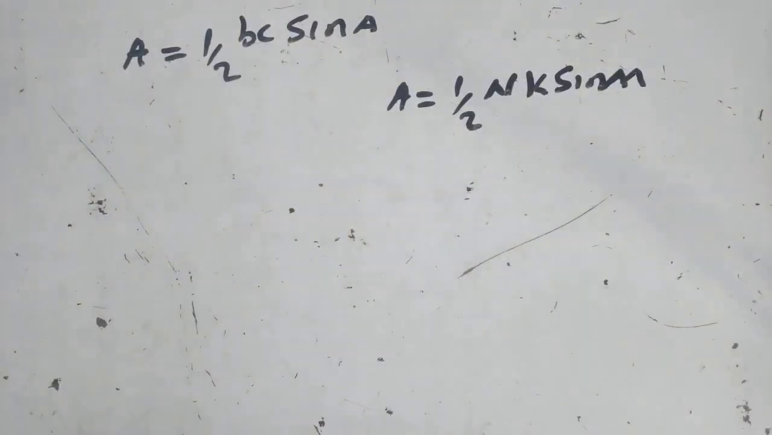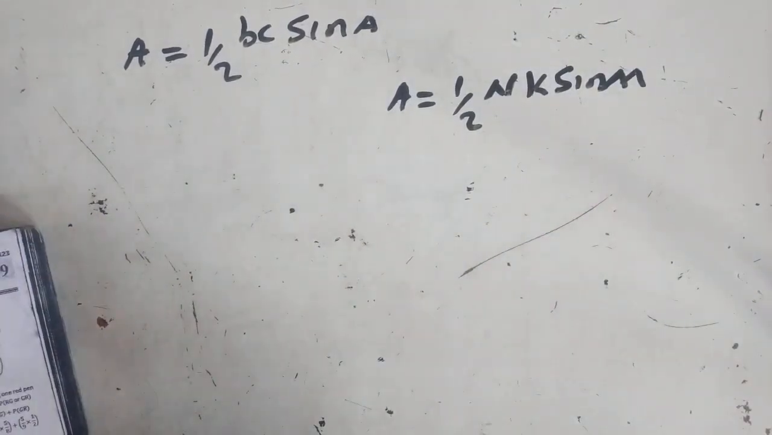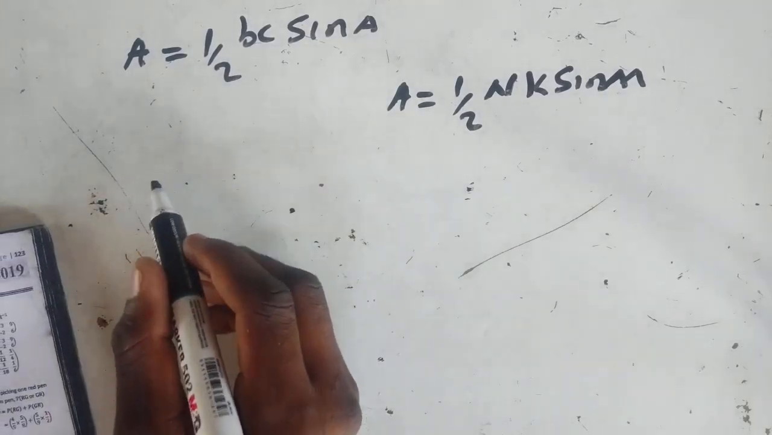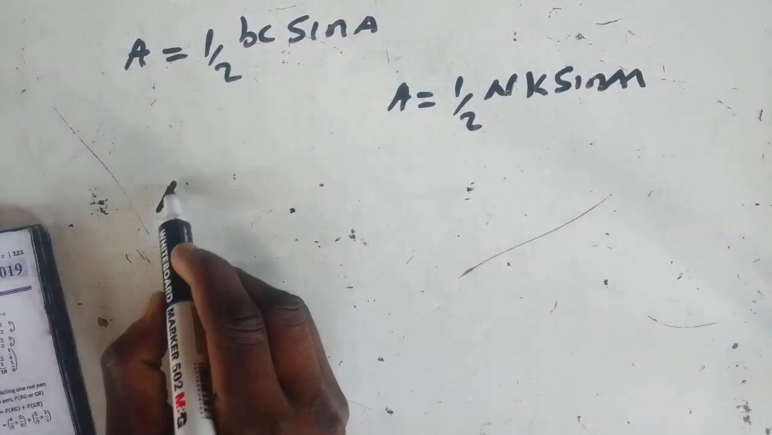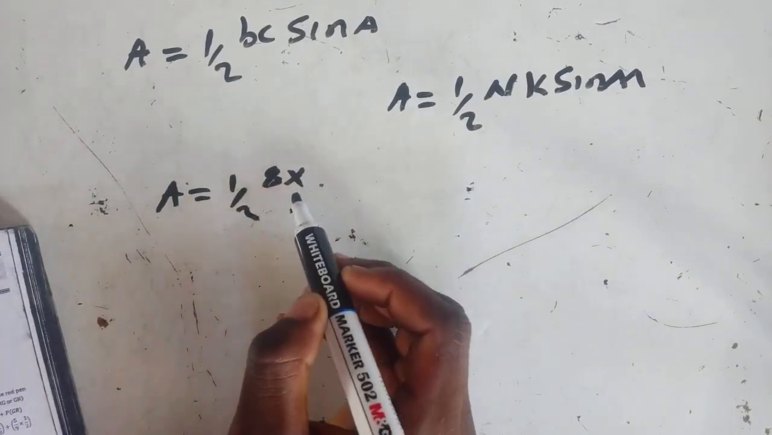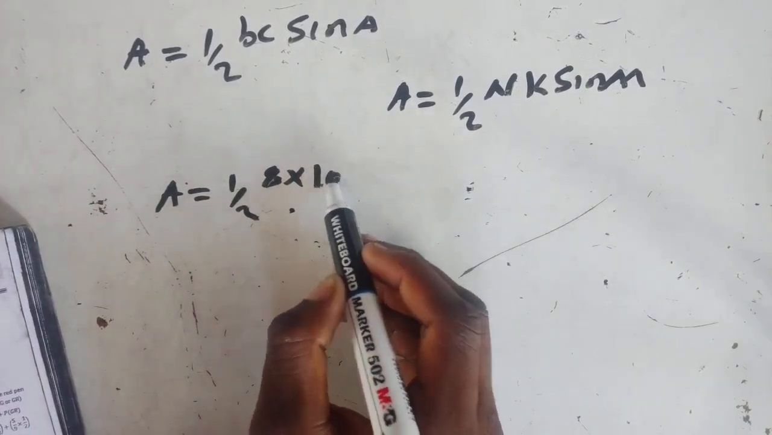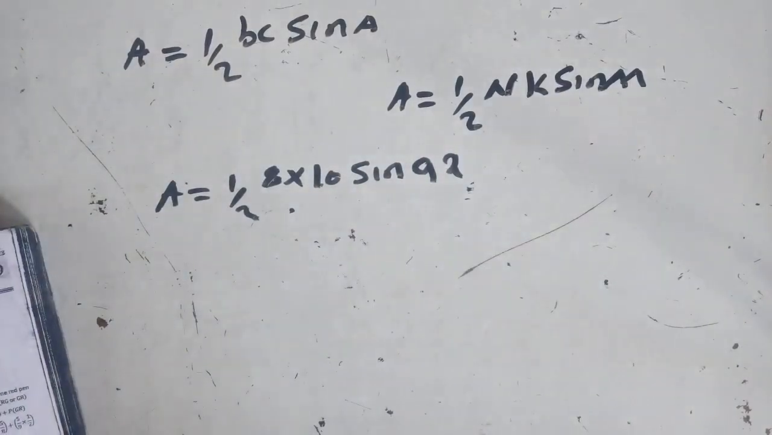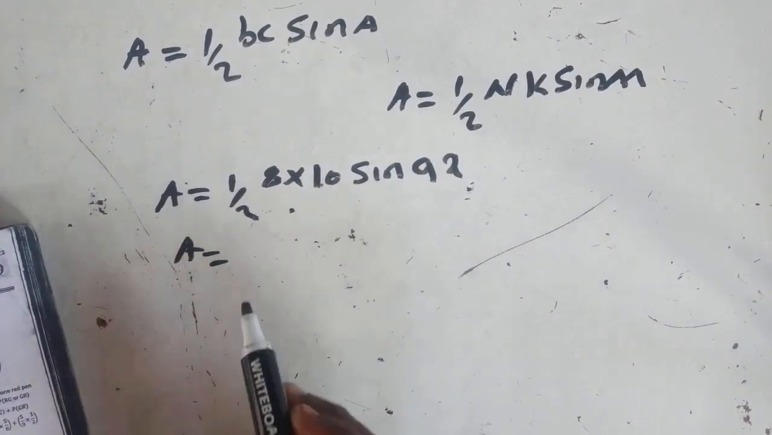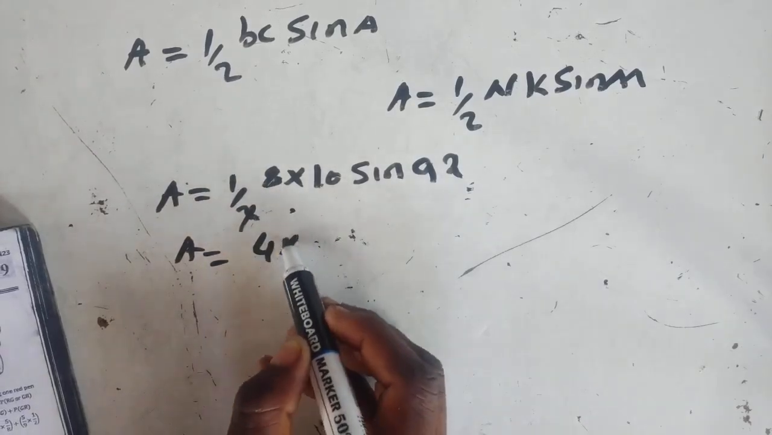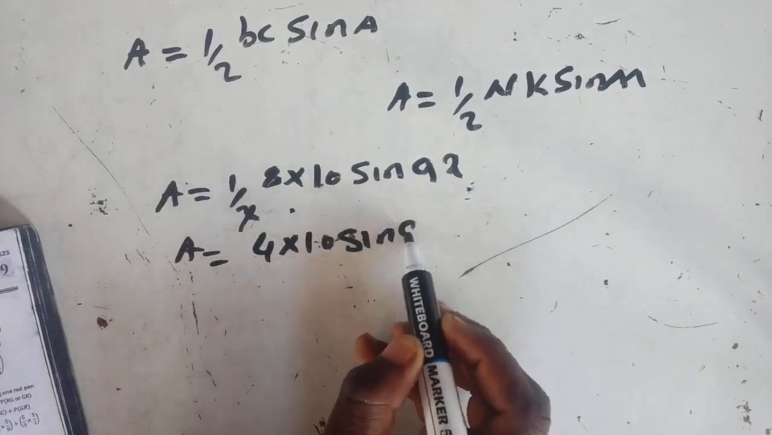We know that our N is 8 kilometers. Let's hope you have written the question so that you can follow as we proceed. So we can write our area to be 1 over 2, our N, which is 8, multiplied by our K, which is 10, multiplied by sine 92. This and these 2 can go into 8, so we're going to have 4 multiplied by 10 sine 92.